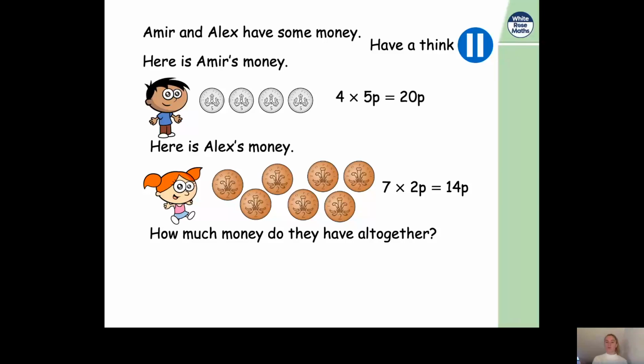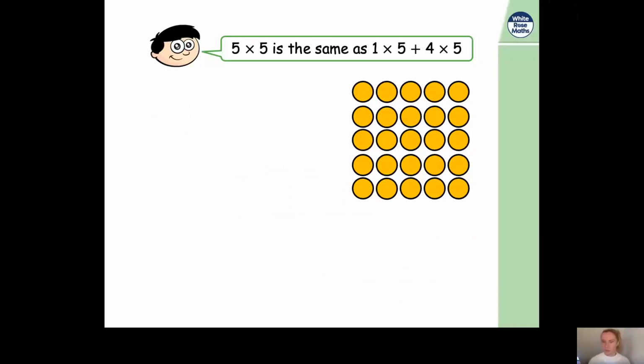So now we need to find how much money they have all together. So Amir has 20 pence and Alex has 14 pence. We're going to have to do an addition: 20 pence plus 14 pence equals 34 pence. They have 34 pence in total. Well done for that question. You've used both today's 5 times table and 2 times table from last week in the same question. So well done.